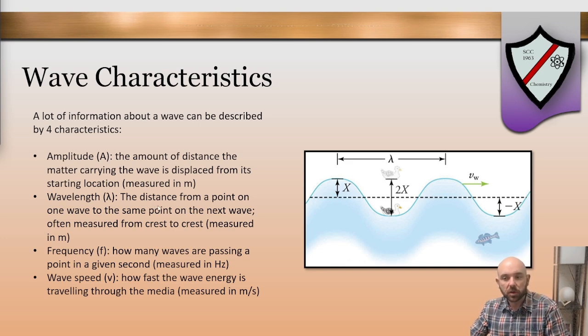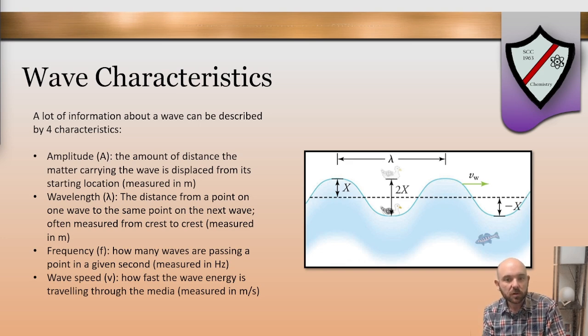Wavelength is often measured from crest to crest. Now you can measure anywhere on the wave that you want to. You can measure from crest here to crest here. You could measure from the wave that's at the rest position here to the wave that's at the rest position on the next one. You could measure trough to trough if you wanted to. And all of those should be the same measurements, and we call that measurement the wavelength.